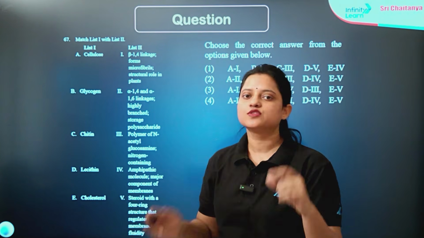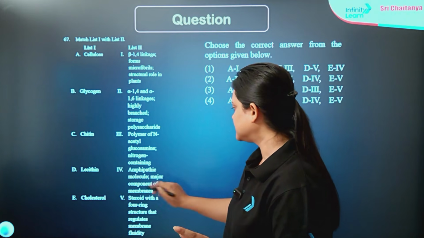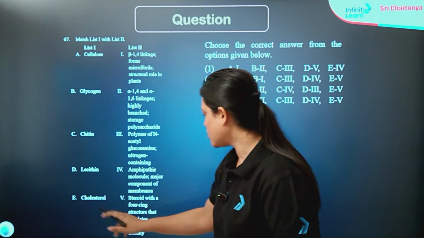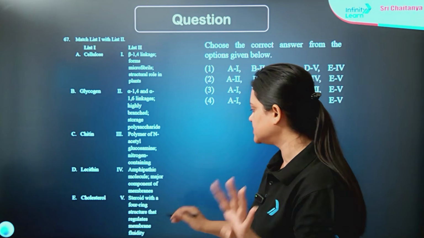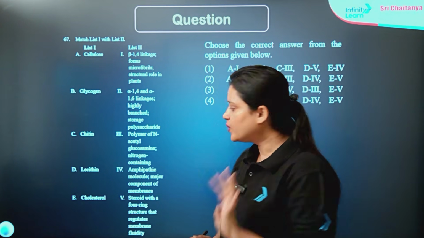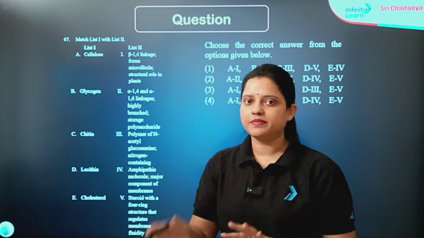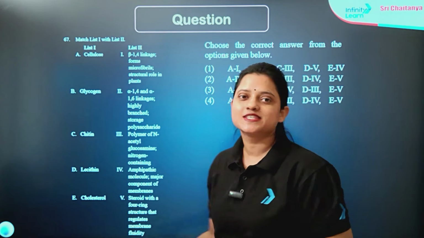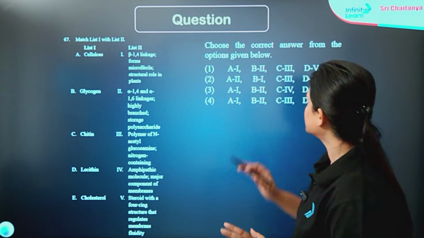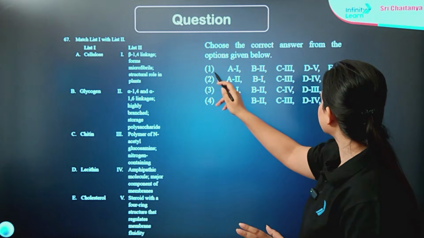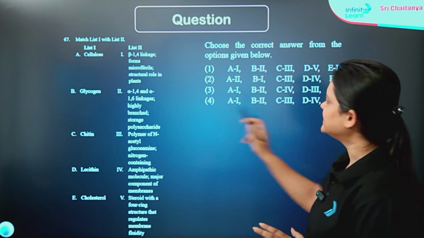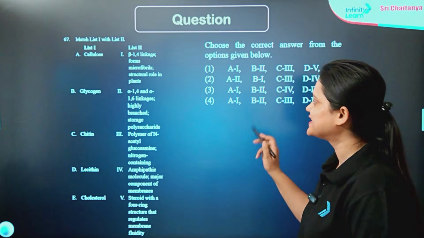Lecithin. Lecithin is phospholipid. So it is amphipathic molecule, major component of membrane. Absolutely true. And cholesterol is steroid with a 4-ring structure that regulate membrane fluidity. So cholesterol is derived lipid having 4-ring structure, right? So everything is matched in sequence. The correct answer for this question will be 1, 2, 3, 4, 5. That means 4. So correct answer is 4.